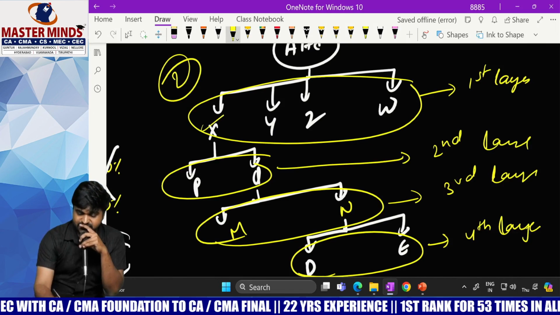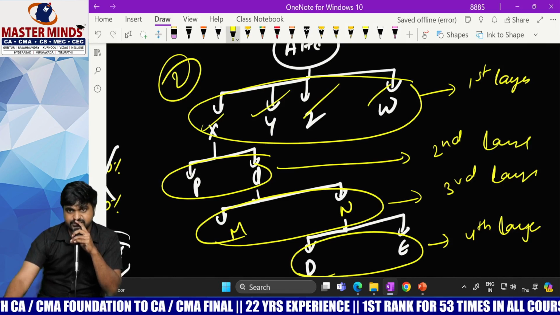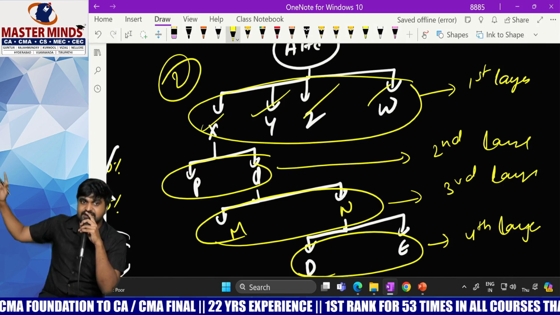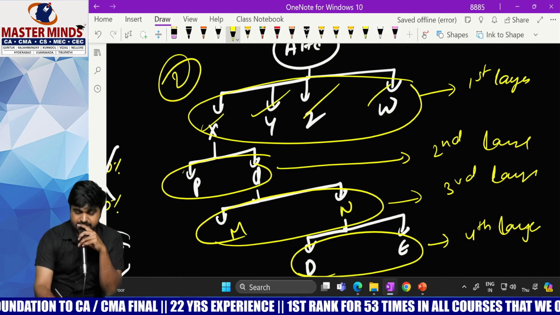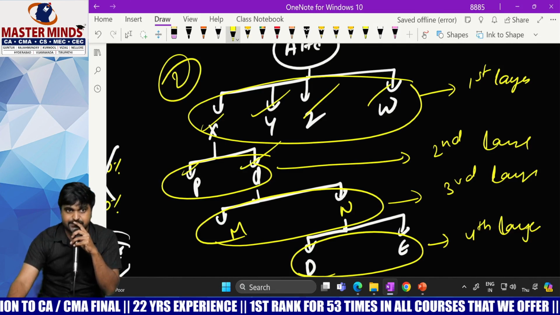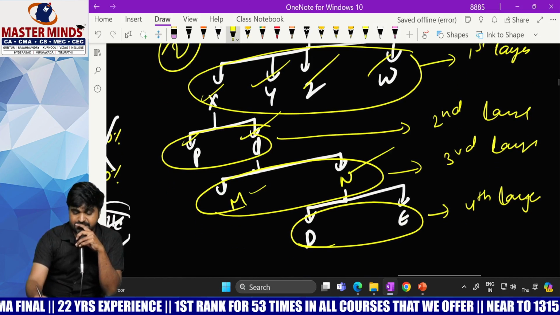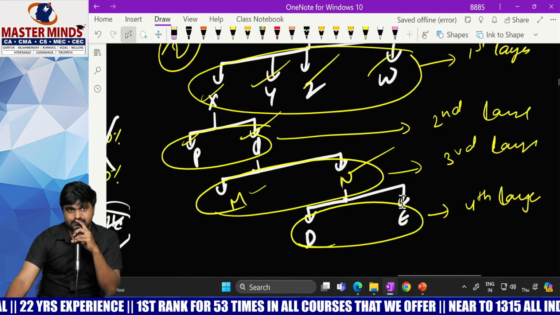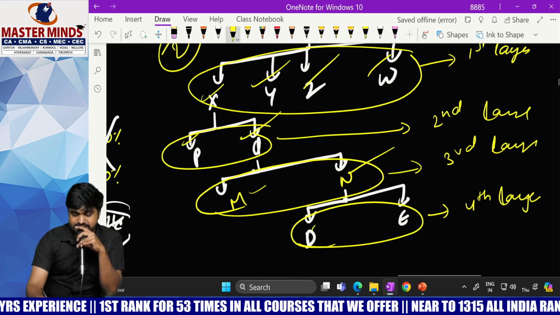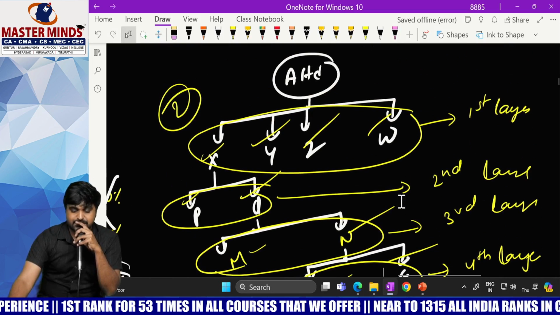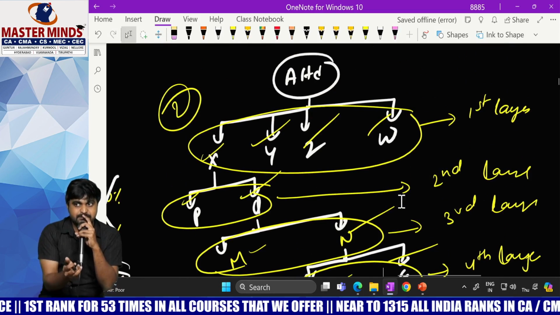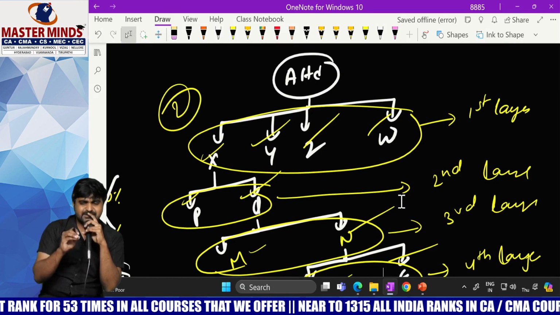That means X, Y, Z, W are subsidiaries of A Limited because they are covered under the first layer. P and Q are also subsidiaries of A Limited because they are covered under the second layer. Then what about M and N? So it is not possible. What about D and E? It is not possible because a company can have a maximum of 2 layers. But there are some exceptions.